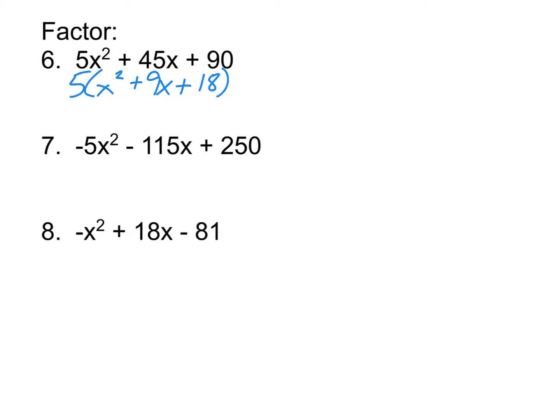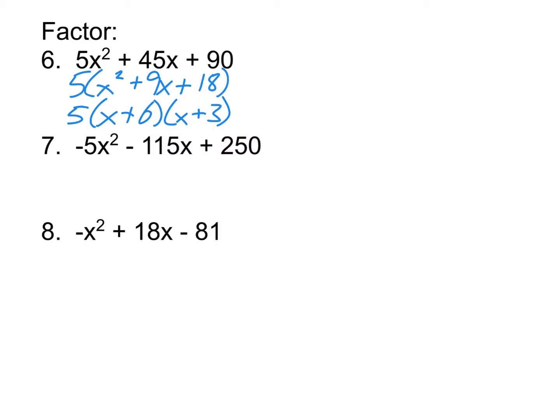Then we say, are there two numbers that add to 9 and multiply to 18? And the answer is yes. The 5 continues hanging out front. Our two numbers that add to 9 and multiply to 18 are 6 and 3. So our final answer here is 5 times x plus 6 times x plus 3.